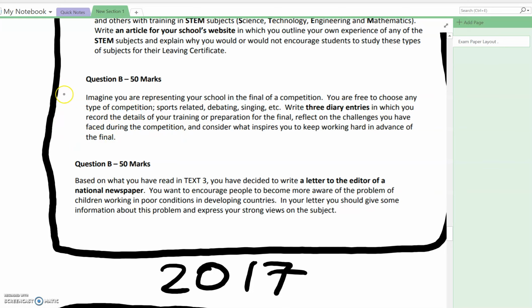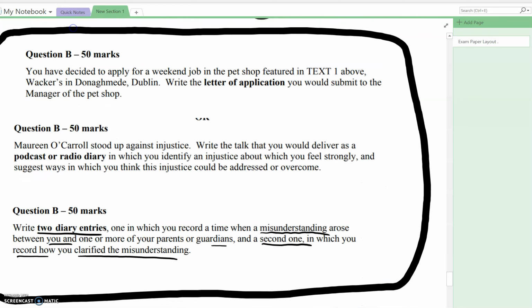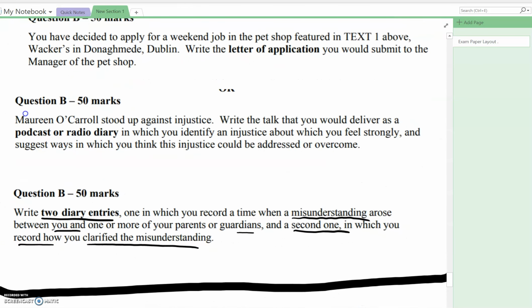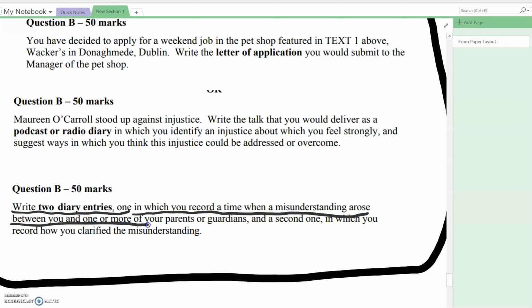Okay. And then there was another one in 2015. This is the ordinary level paper, by the way. We're looking at the ordinary level paper, but the same thing, relatively speaking, applies to the higher level. And in this question in 2015, it was, write 2 diary entries, one in which you record a time when a misunderstanding arose between you and one or more of your parents or guardians, and a second diary entry in which you record how you clarified the misunderstanding.